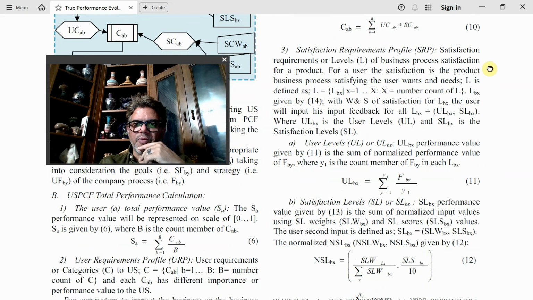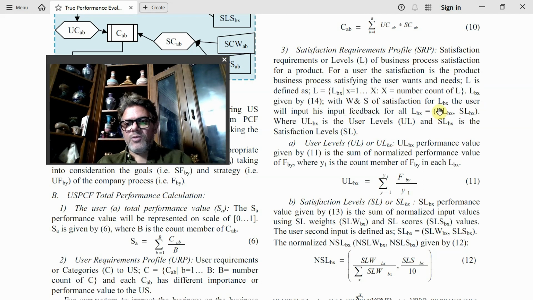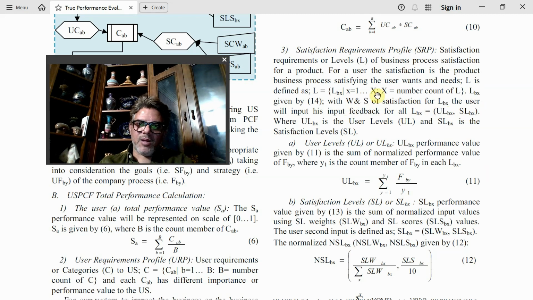Satisfaction requirements profile, SRP. Satisfaction requirements or levels of business processes satisfaction for the product. For a user, satisfaction is the product business process satisfying the user wants and needs. Level is defined by level and the number count of levels. Each level will have weight and score. So the level is defined by the user level and the satisfaction level. The same we did with the categories, we're going to do with the level. The user level comes from the framework.